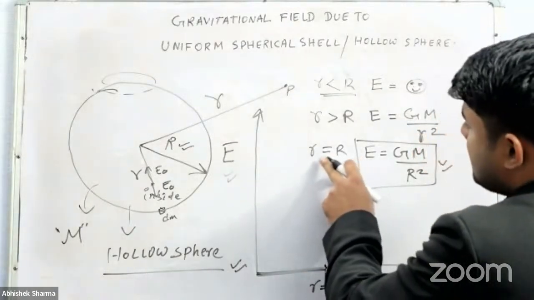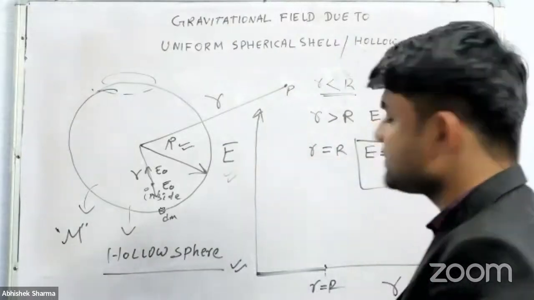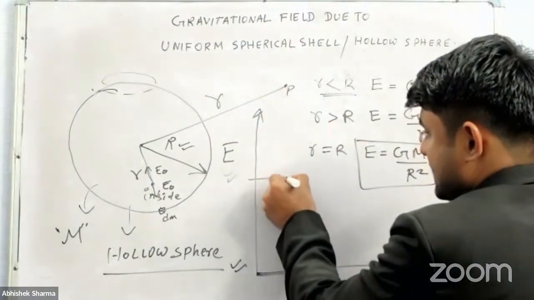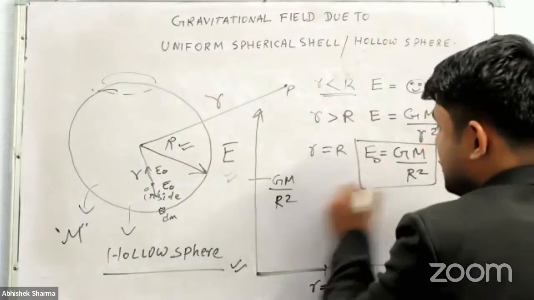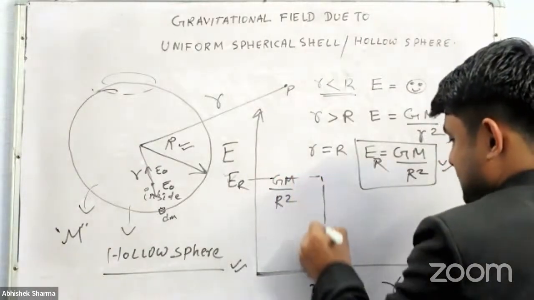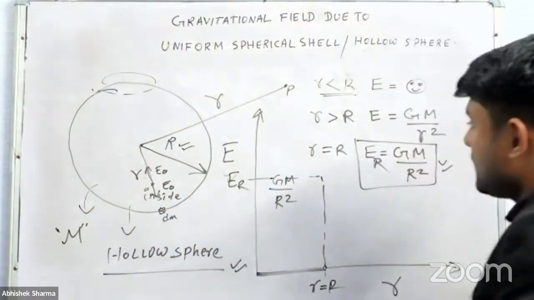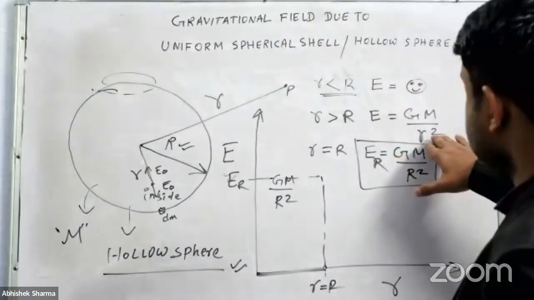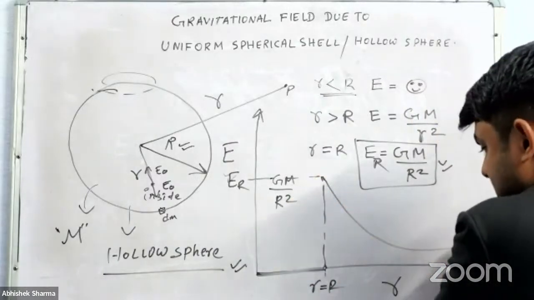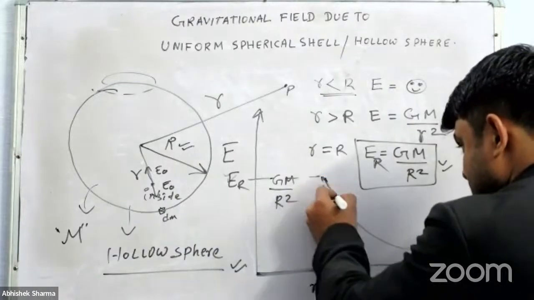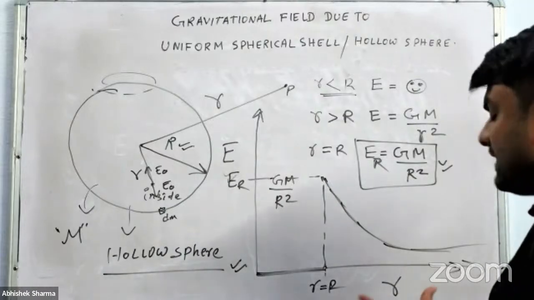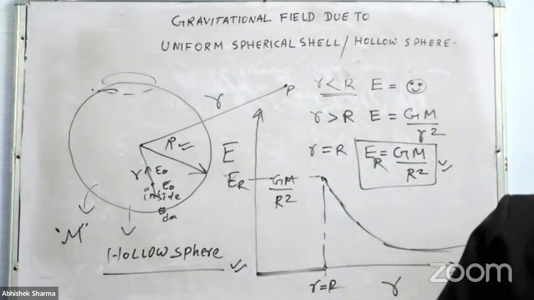Then suddenly when r is touching the periphery of this uniform spherical shell, it goes G M by R square. If we suppose this is G M by R square, it's better if I write it as E R. So we can say this is our value. And for other values, that is greater than R, this is inversely proportional to r square. Remember, for an inversely proportional graph, it goes like this, approaching parallel to the x-axis or the radial line. So please note it down. It's very important.